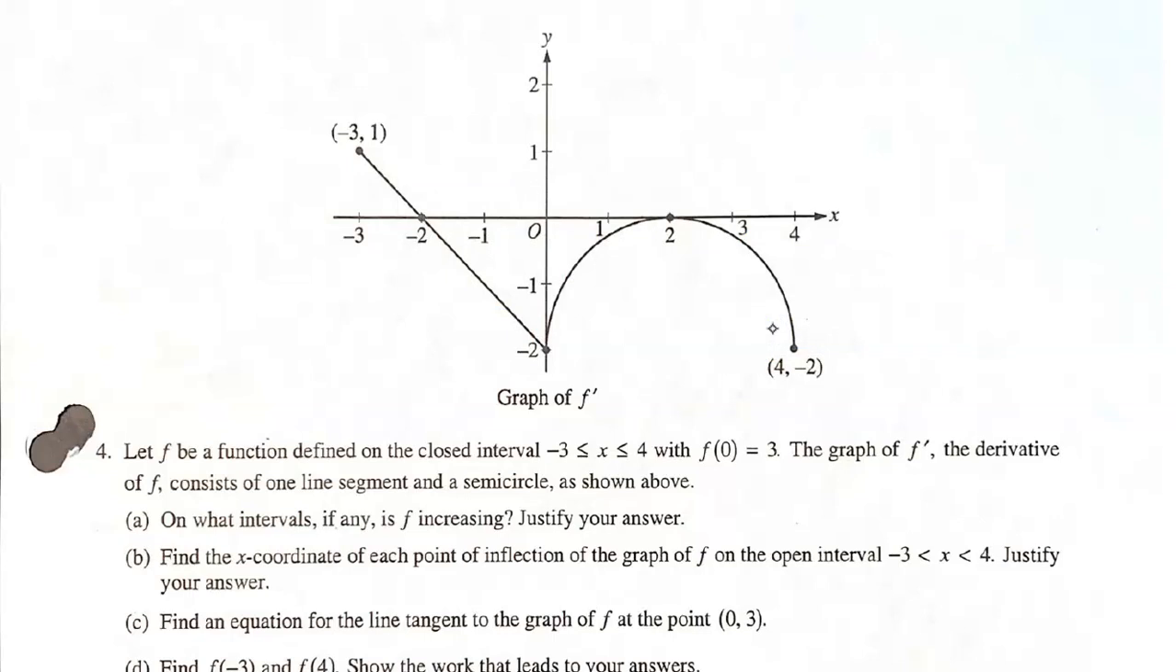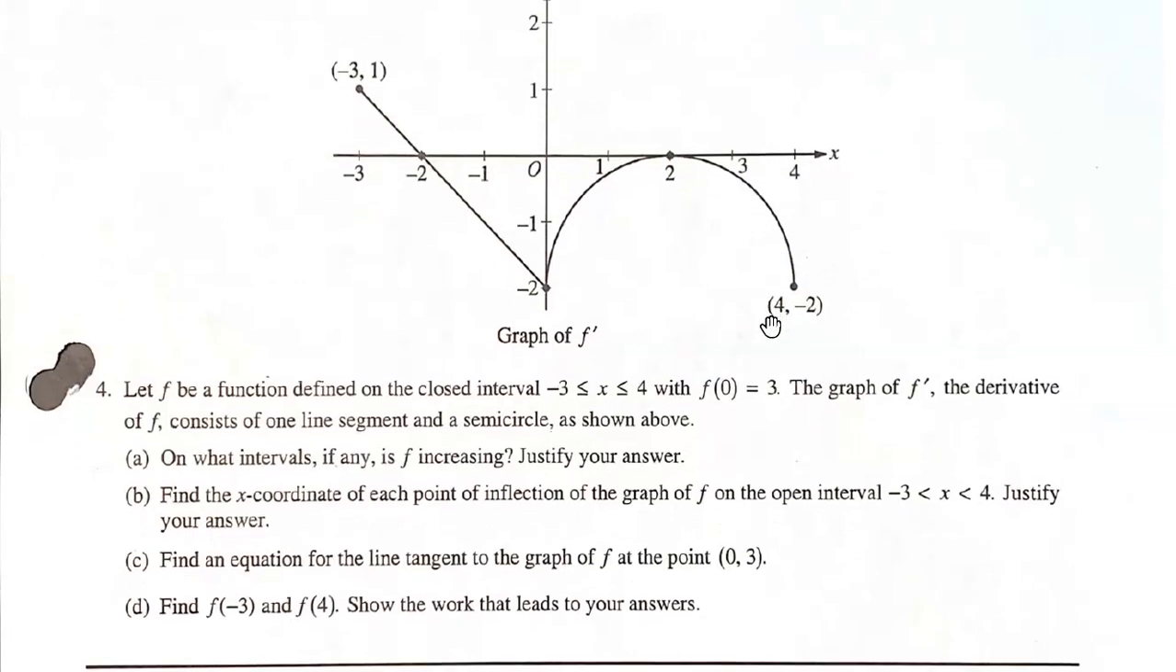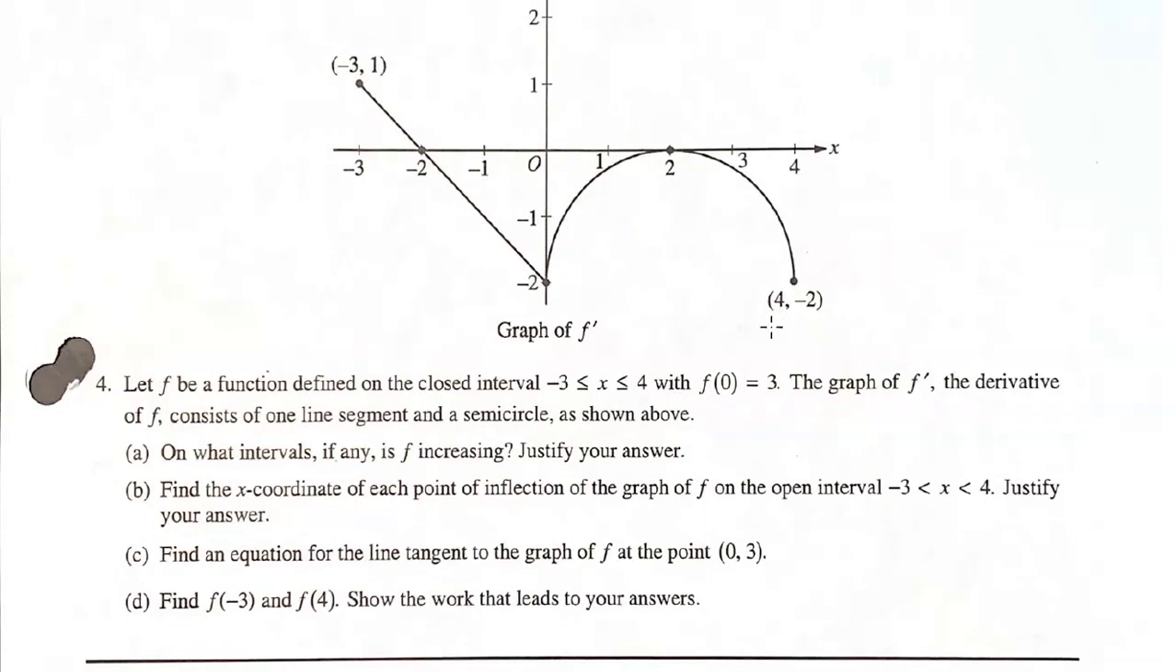Number 4 says let f be a function defined on the closed interval -3 to 4. f of 0 is 3. And the graph of f prime, the derivative of f, consists of one line segment and a semicircle shown above. So it starts easy enough. A, on what interval is your function increasing? In terms of justifying this, we want our derivative to be positive.